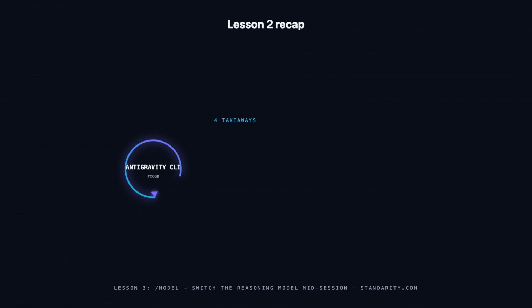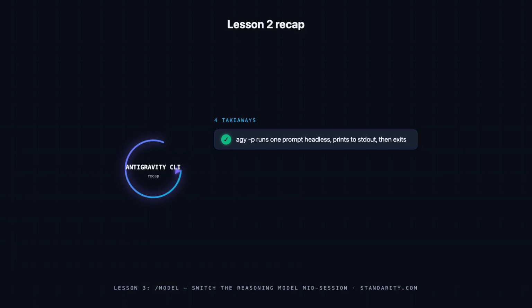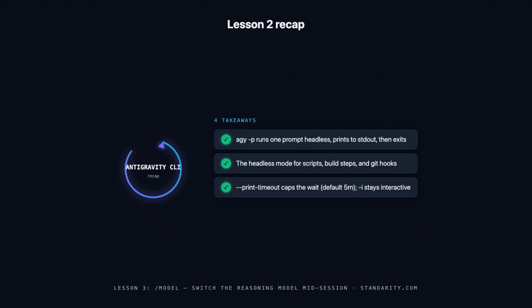Here's what to keep from this lesson. The print flag, ag -p, runs a single prompt non-interactively, prints the answer to standard output, and exits. That clean exit makes it the headless mode for scripts, build steps, and Git hooks with no interface to open. The print timeout flag caps how long it waits, defaulting to 5 minutes, and the -i flag starts with a prompt then stays interactive.